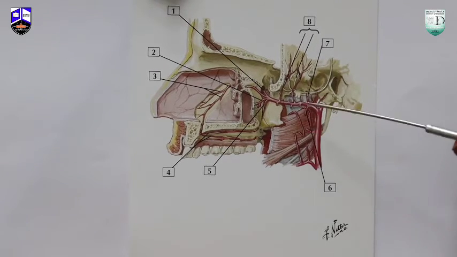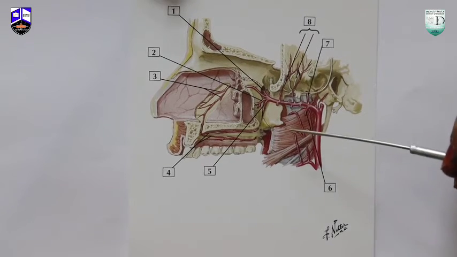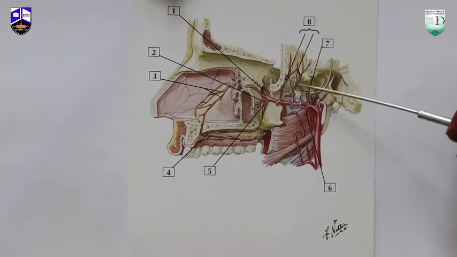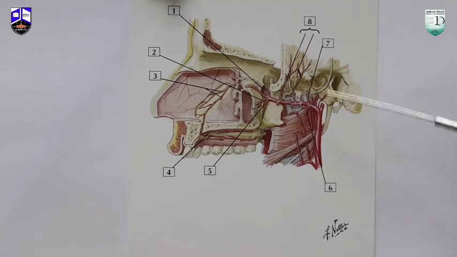Branches of the second part are muscular. They are directed mainly to the muscles of mastication. We have got the masseteric artery, we have got pterygoid branches to the medial and lateral pterygoid. We have got two deep temporal branches that pass upwards deep to the temporalis muscle, supplying it from its deep aspect.